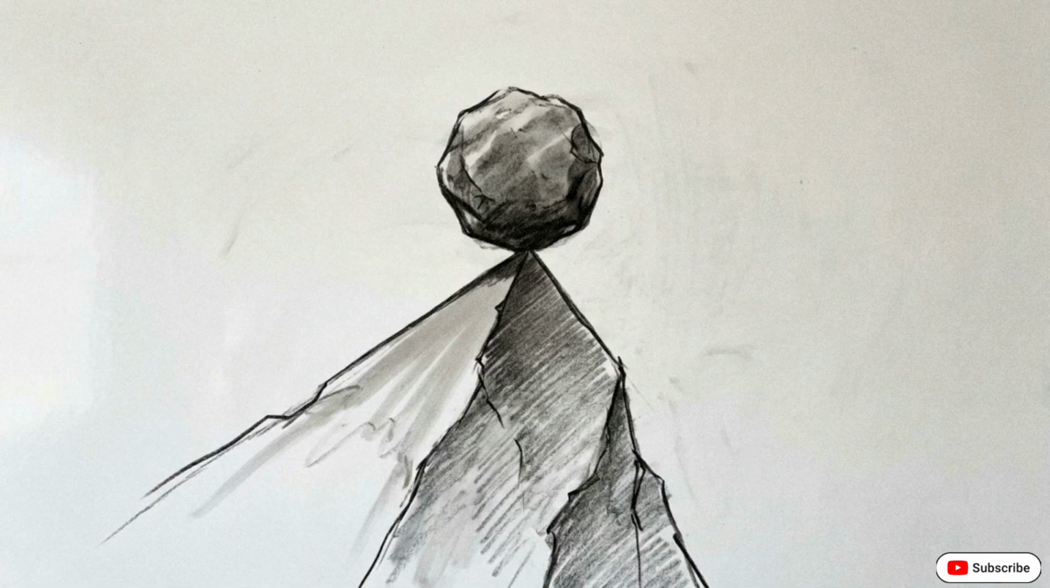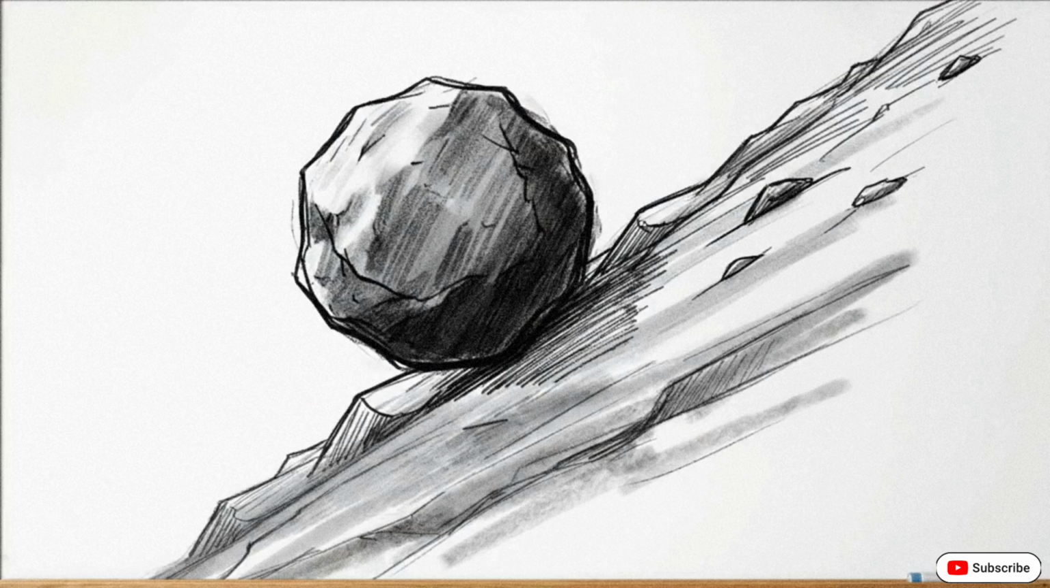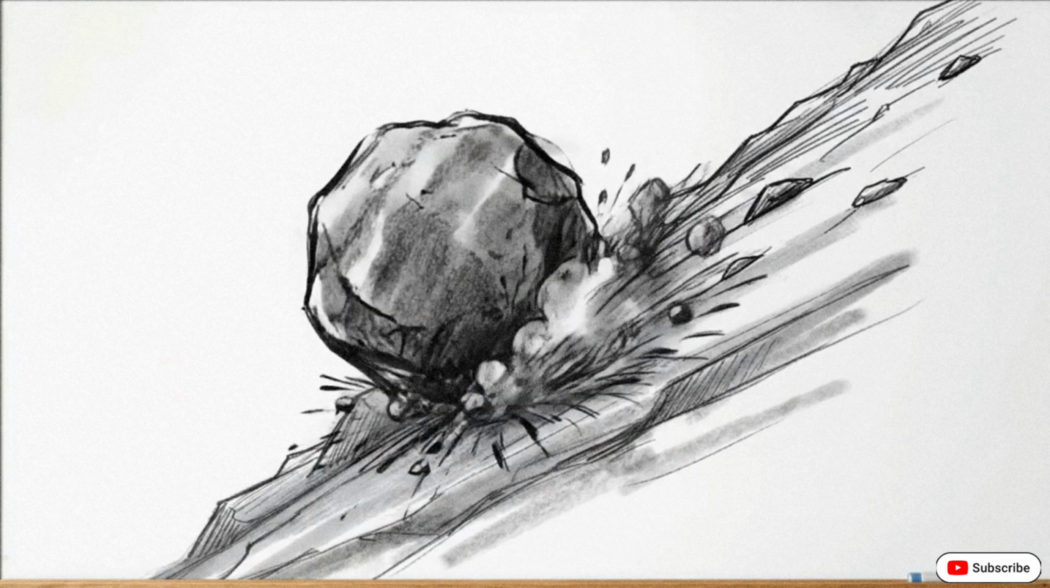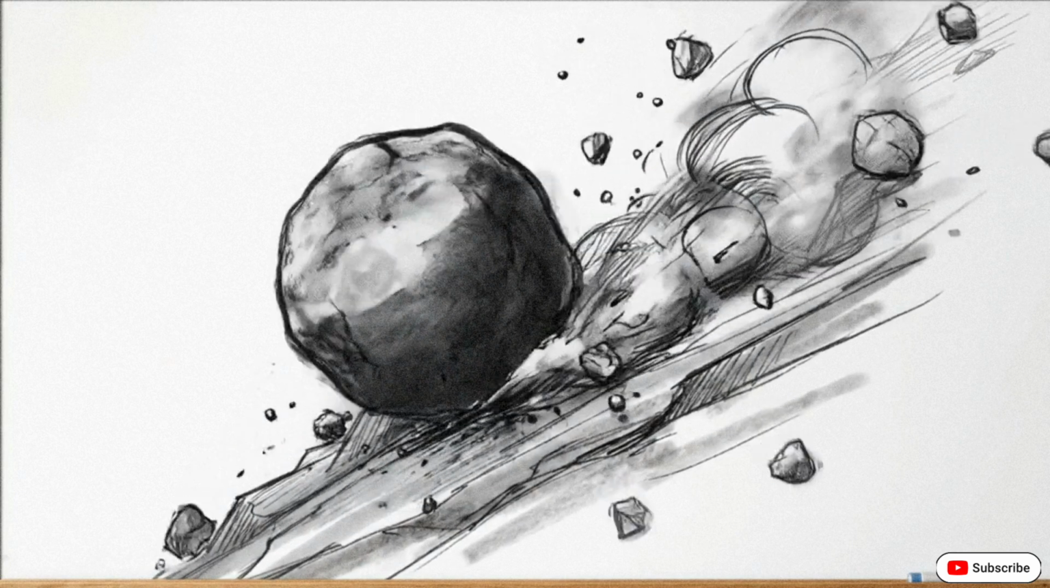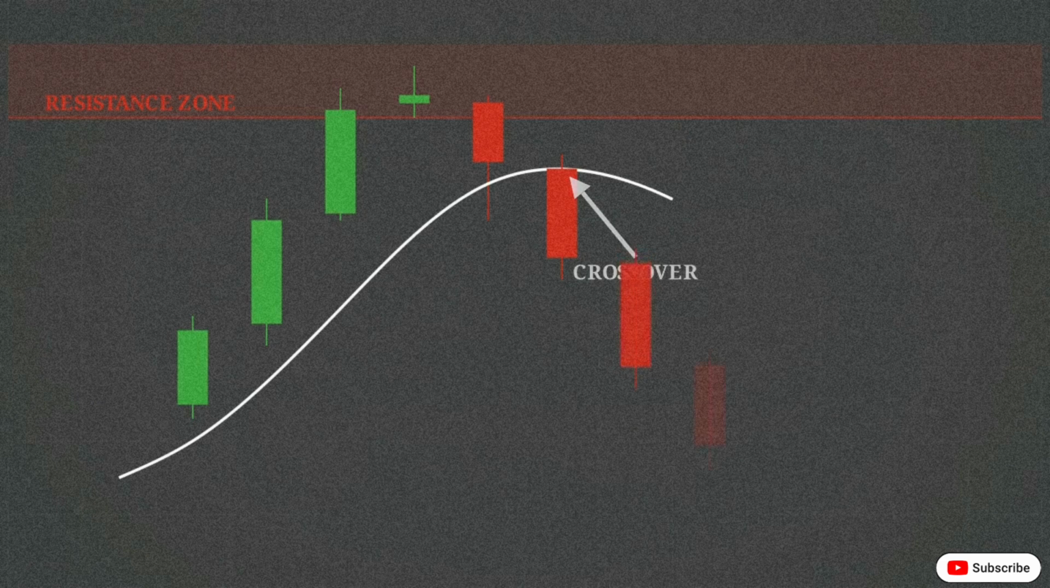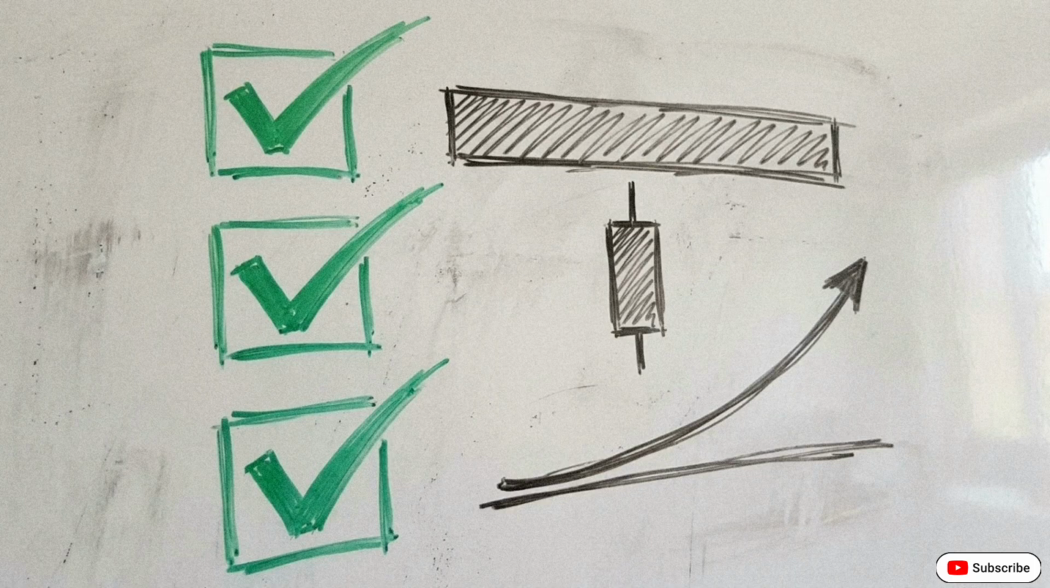Think of this reversal as a heavy weight reaching the peak of a hill. It hovers for a brief moment of balance before the momentum shifts, and it begins to roll in the opposite direction. The final trigger is the moving average crossover. When the moving average line crosses the candles, it confirms that the change in direction is actively gaining strength. Requiring all three independent signals to align helps filter out false breakouts and protects your capital from premature entries.